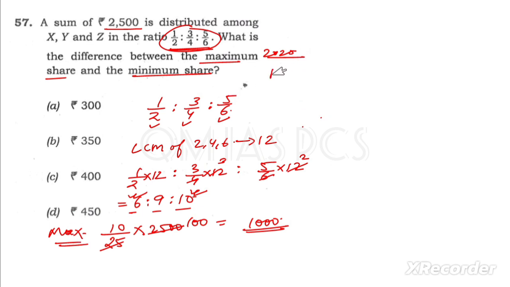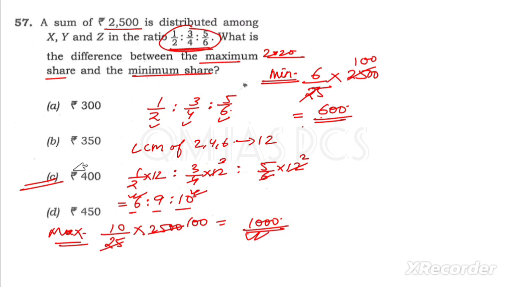What about the minimum share? Minimum share is like 6 by 25. Ratio of minimum divided by total ratio multiplied by total value. So we have, this one is 100, so we have 600. Okay, so now we have to find the difference. Okay, so simply we can say difference is 1000 minus 600 is 400.